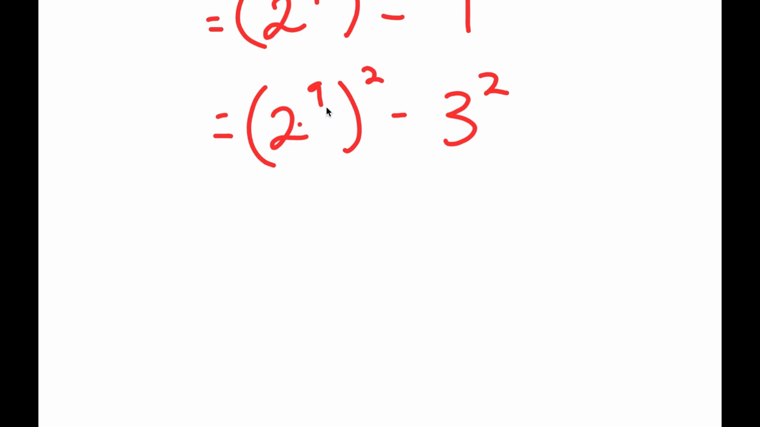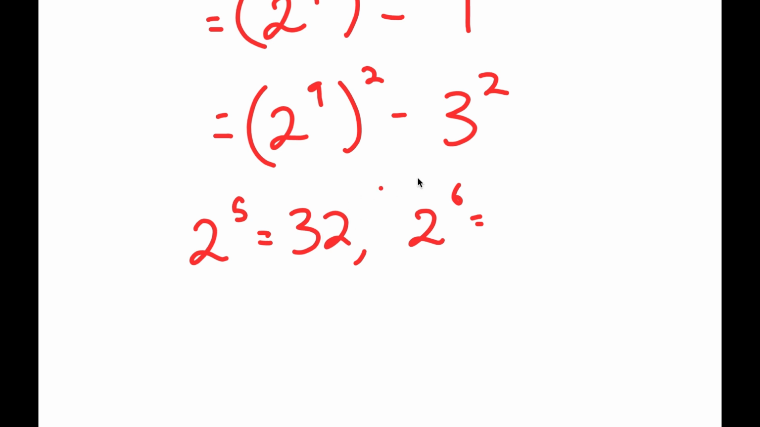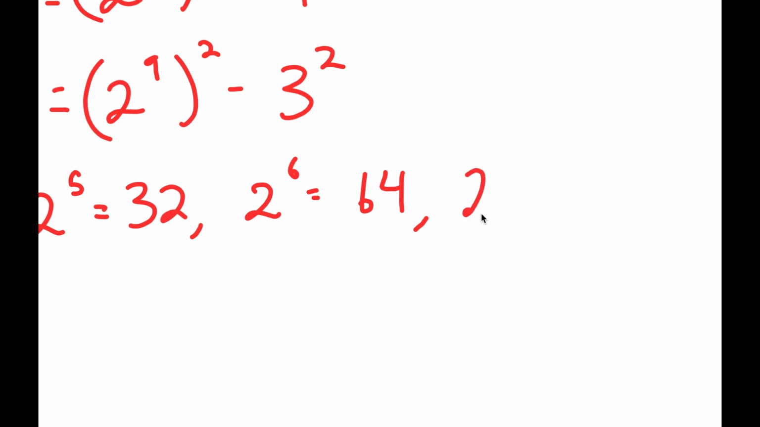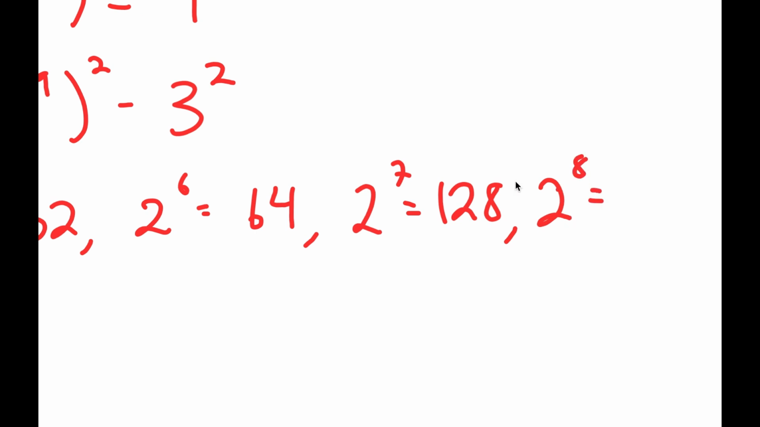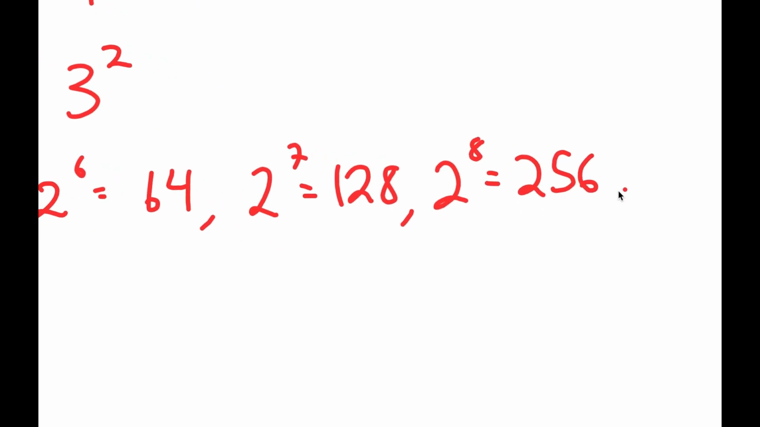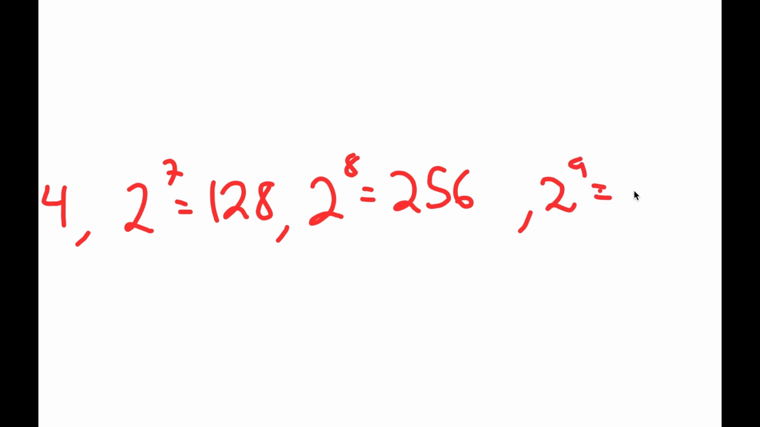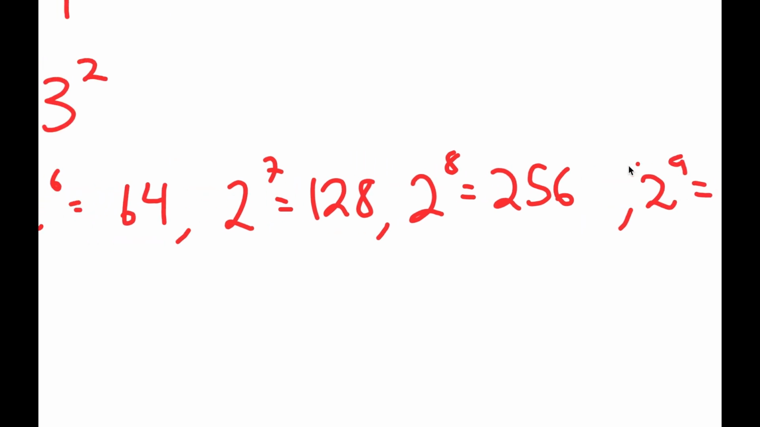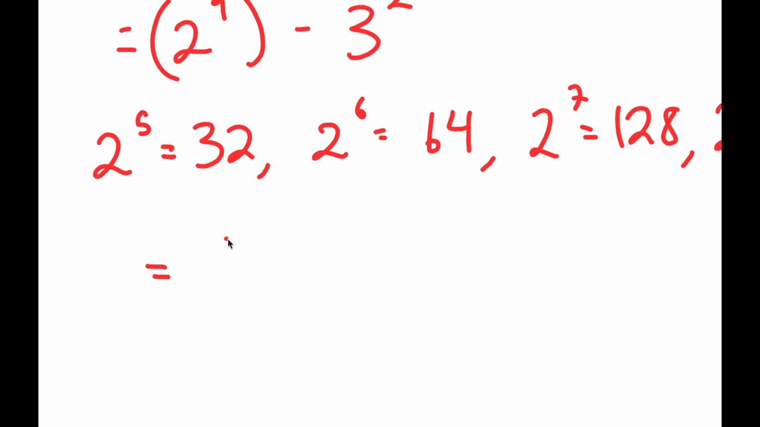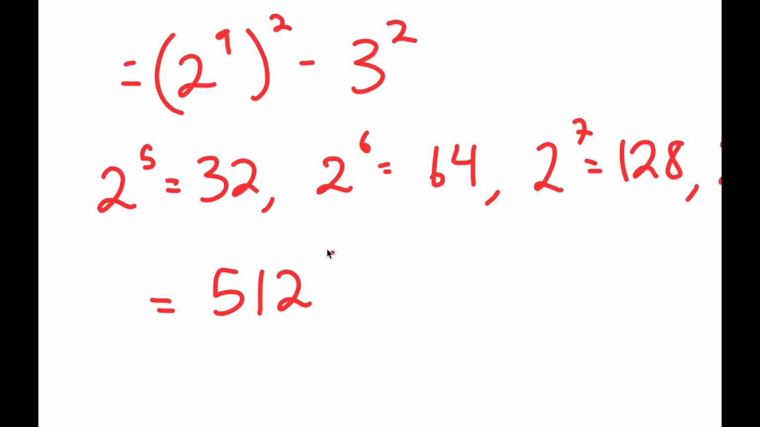Now, we have to find the value of 2 to the power of 9. Well, this is fairly simple. 2 to the power of 5 is equal to 32, meaning 2 to the power of 6 is double of 2 to the power of 5, which is 64. 2 to the power of 7 is double of 64, which is 128. 2 to the power of 8 is double of 128, which is 256. And finally, 2 to the power of 9 is double of 256, which is 512. So if I put in 512 for 2 to the power of 9, I get 512 to the power of 2 minus 3 to the power of 2.